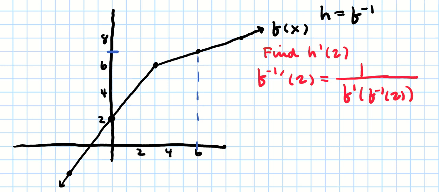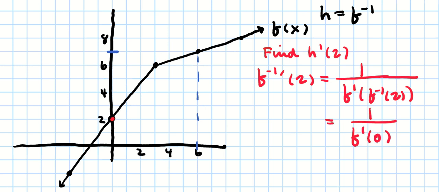Okay, and, well, I think we need to figure out what's f inverse of 2. What is f inverse of 2? 0, yes. I go over here, y equals 2. Oh, there it is. I'm on it. And that's at x equals 0. So that's 1 over f prime of 0.